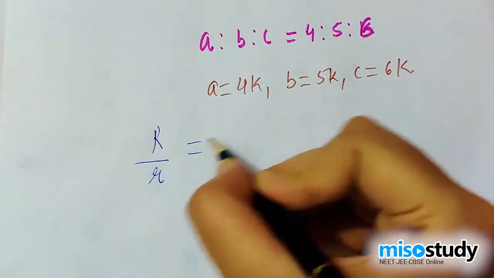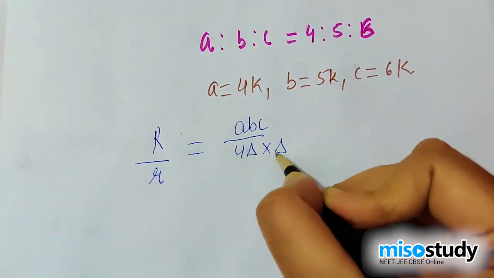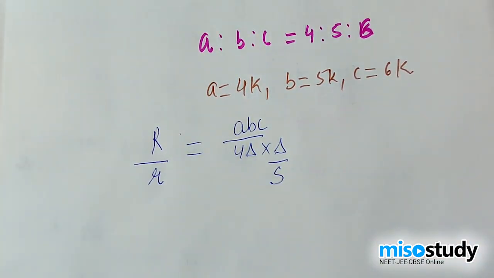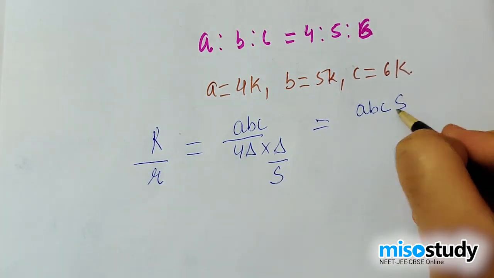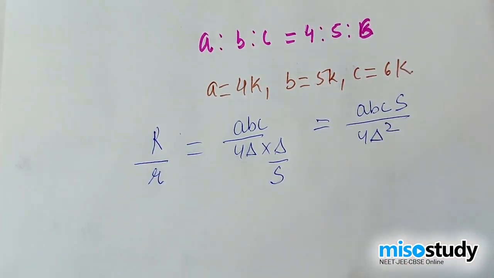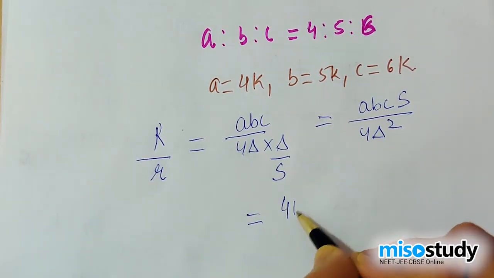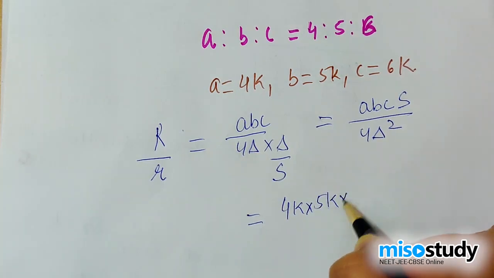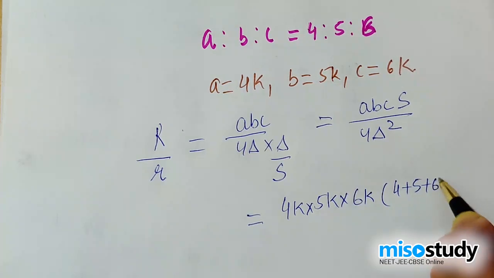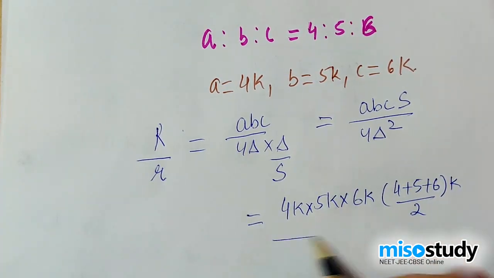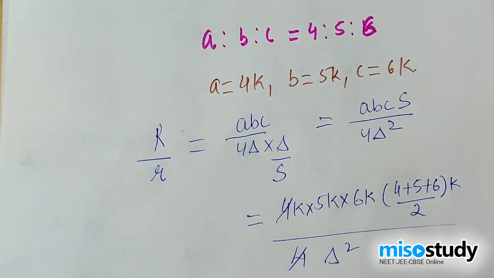Now I know the formula that capital R is abc by 4 delta and small r is delta by s. Okay, so which gives me, I need to evaluate abc into s upon 4 delta squared. Now my abc is nothing but 4k into 5k into 6k, and my s is nothing but 4 plus 5 plus 6, k taken common, upon 2, and this is 4 delta square. Now this 4 gets cancelled with this 4.